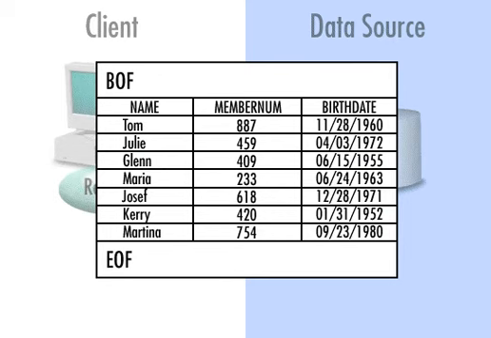A record set object contains properties and methods that are familiar to database developers. For example, there are properties to test for the beginning and end of the record set, as well as methods to move within the record set.